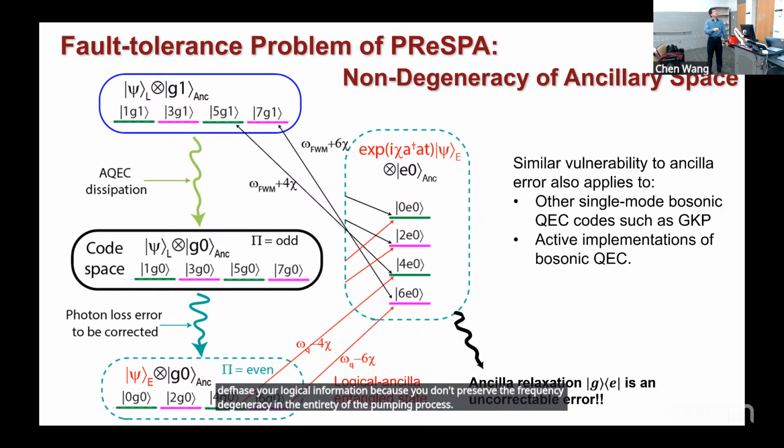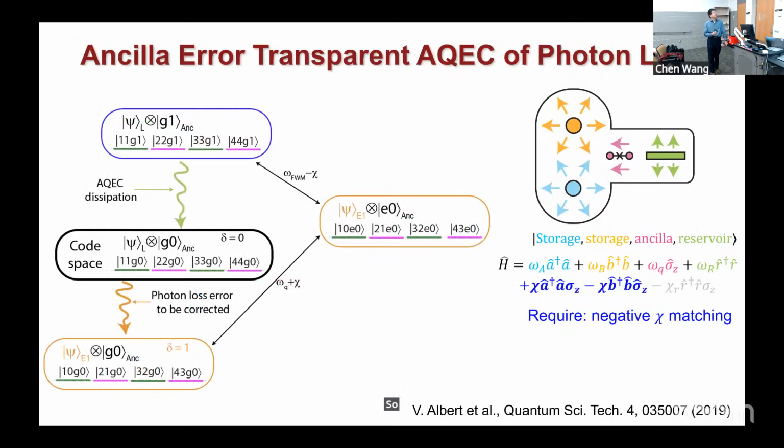So this is a vulnerability that is intrinsic to all these single mode bosonic QEC codes, whether it's a cat code or the GKP code, whether you do it actively or passively. This is a problem that you're not getting away with. So there is an alternative strategy, which was actually developed by Victor Albert. I don't know if he's here.